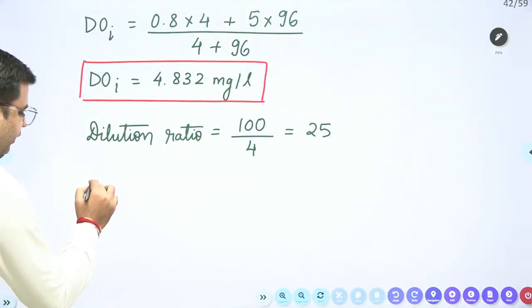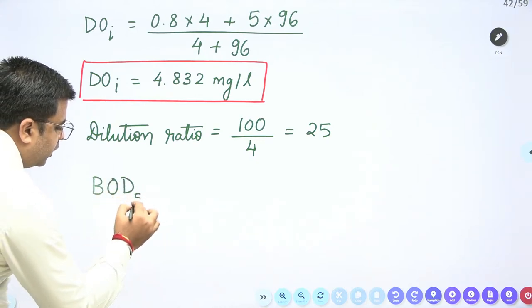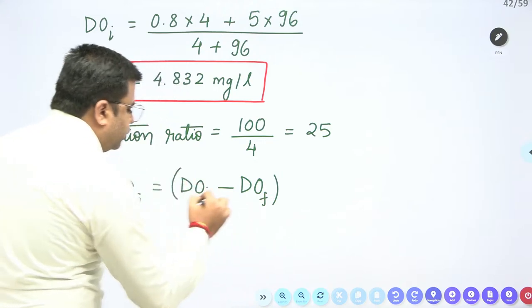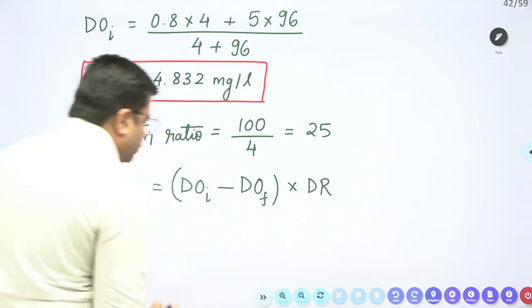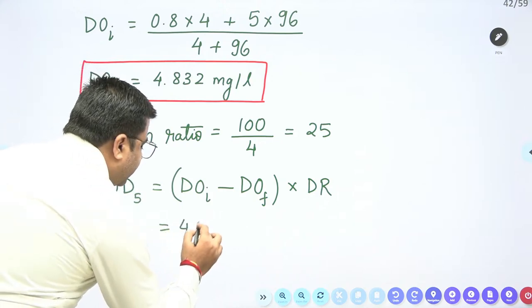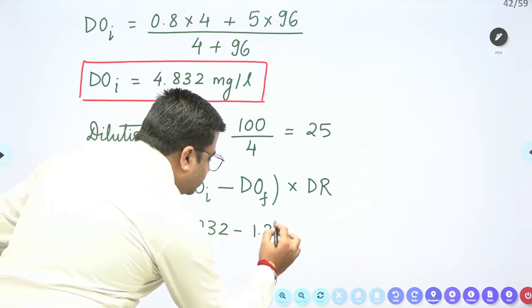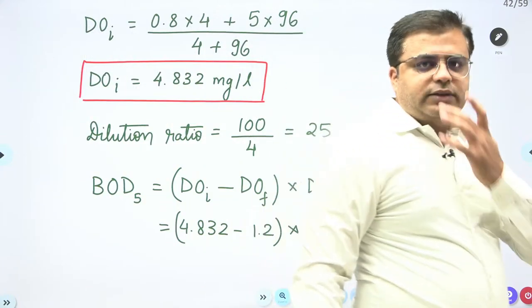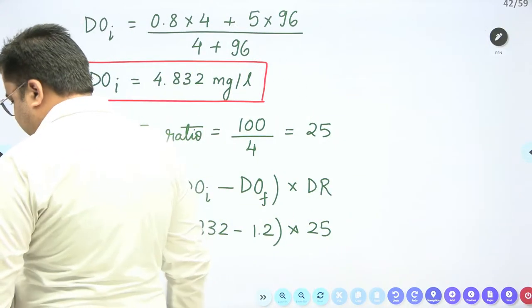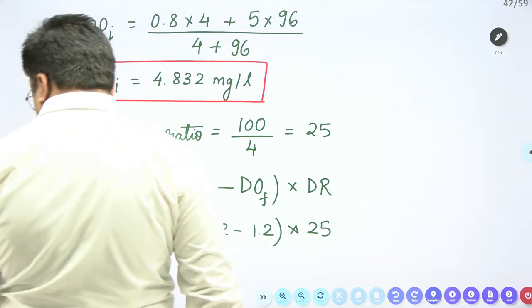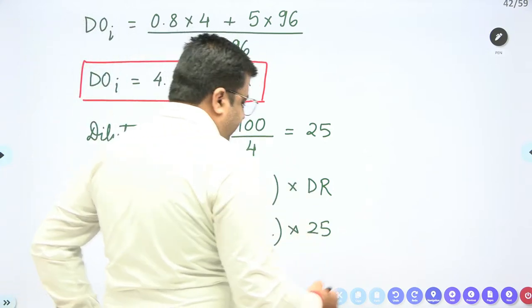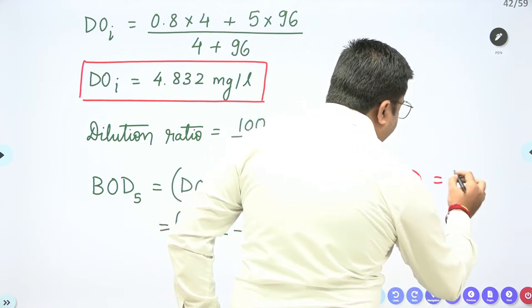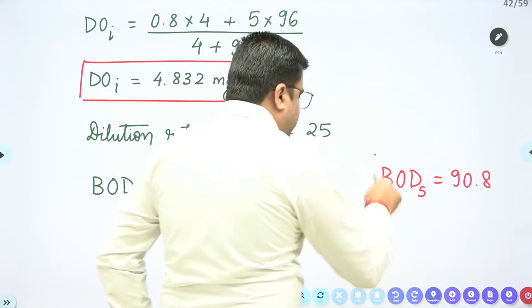So for calculating BOD5, BOD5 is equal to DO initial minus DO final, into the dilution ratio. So DO initial we have calculated as 4.832, minus DO final, that is 1.2, multiplied by the dilution ratio, that is 25. Get me the quick value of BOD5. BOD5 is 90.8. Hitesh is saying 90.8. Okay, so BOD5 is 90.8 milligram per liter. So this is our BOD5.